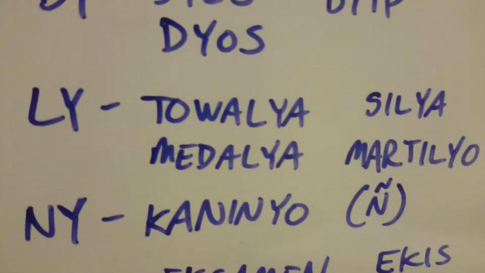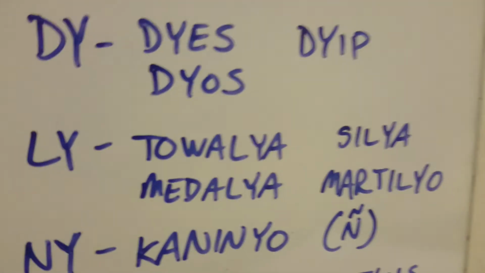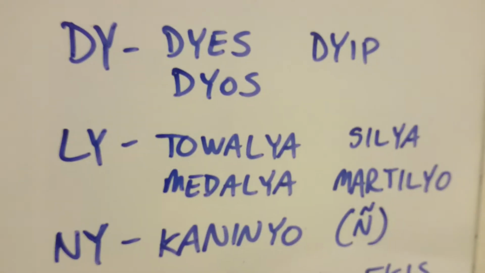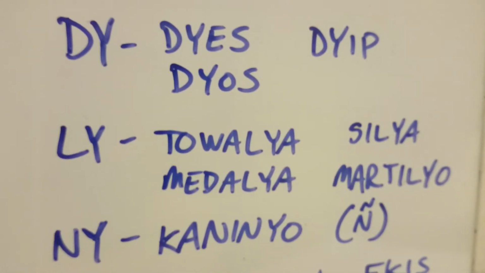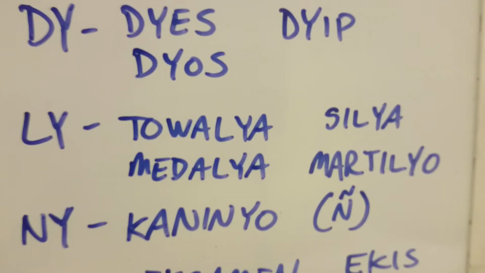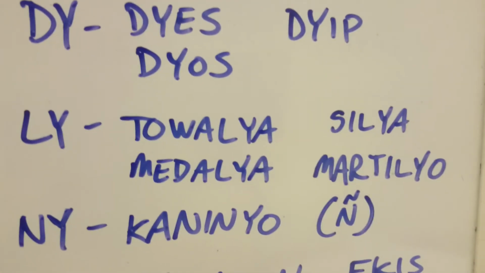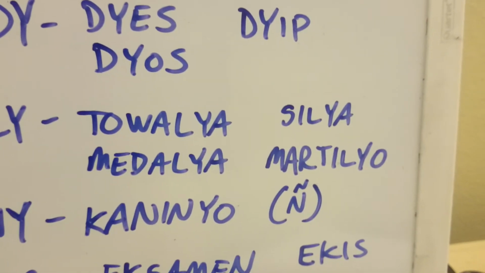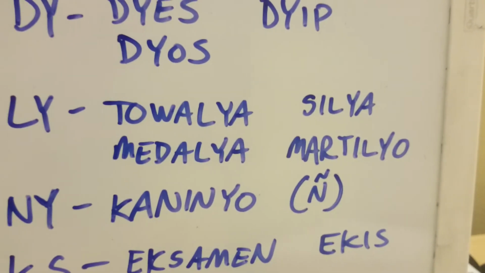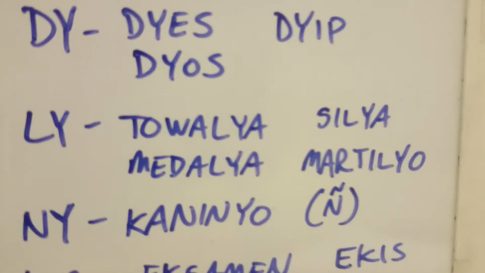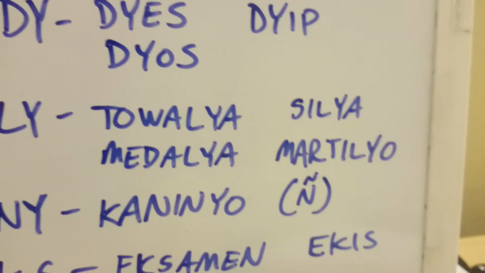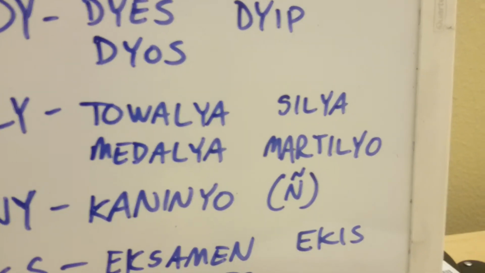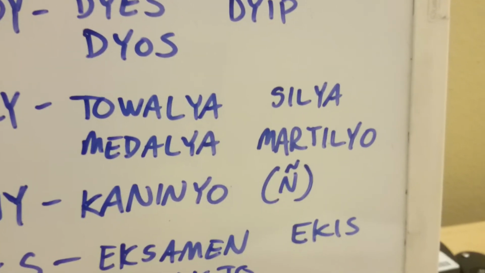Next one we have is the lya. It's another glide, lya. This came from the double L, the doble L in Spanish. Toalla, medalla, towel, medallion. Silla, that's a lya, right? The la and the ya together, lya. The two letters, la and ya. Silla meaning chair, and martillo meaning hammer.